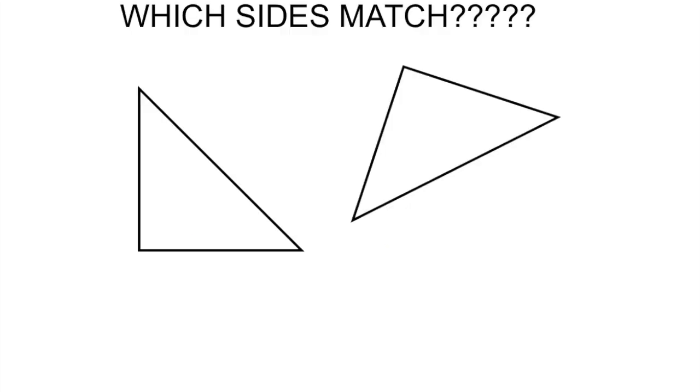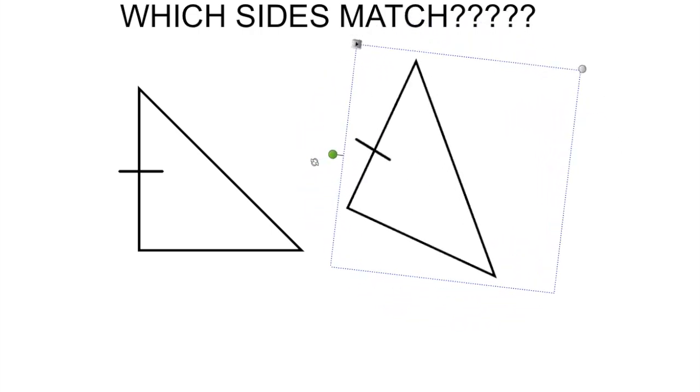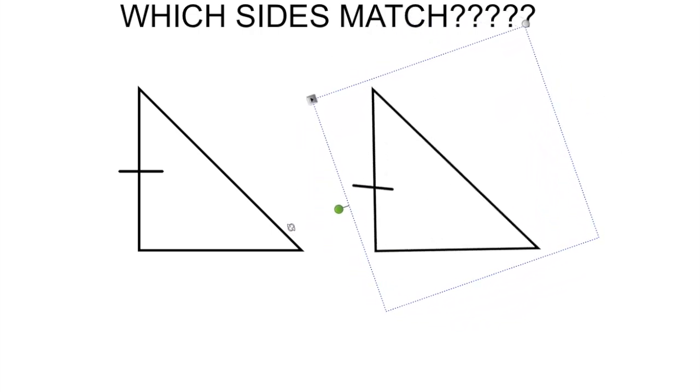A tricky thing is when a triangle rotates. I might be tempted to say that this side and this side are equal, but really, this side and this side are equal. Because if I turned my triangle back, I would see that those are the congruent sides. Be careful when 2 shapes are not sitting in the same orientation. You might have to turn it in your mind.